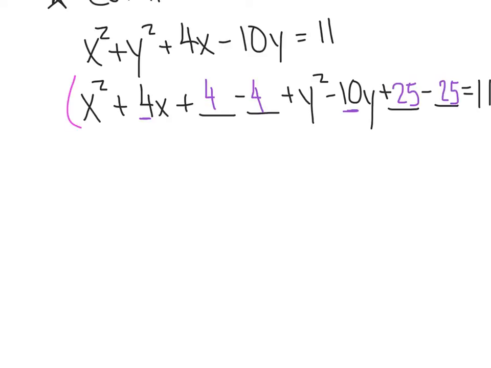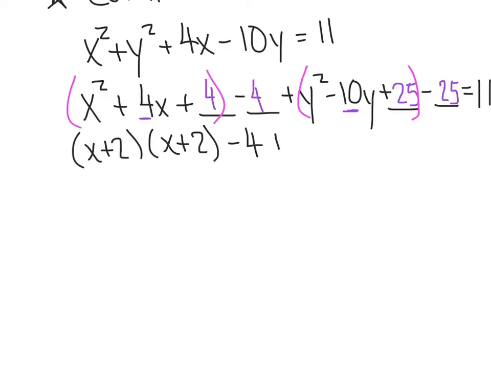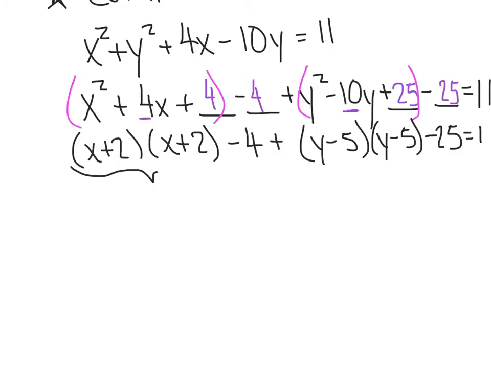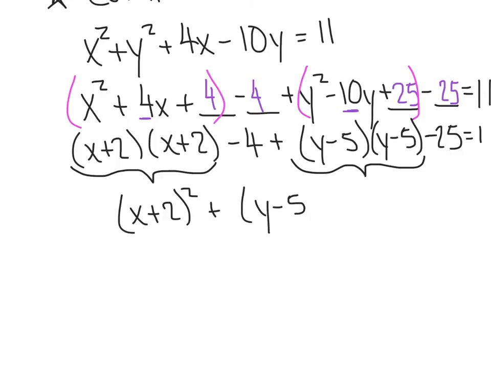And let's group these terms and let's group those terms. x plus 2 times the quantity x plus 2, minus 4, plus the quantity y minus 5 times the quantity y minus 5. I think we're pretty darn good at this. I don't think we'll need too much practice. And then I'm going to combine these two terms together to make x plus 2 squared. Then I'm going to combine these two terms together to make the quantity y minus 5 squared.